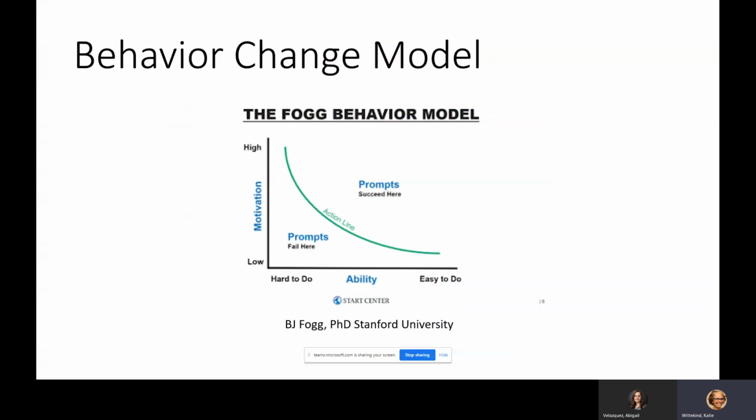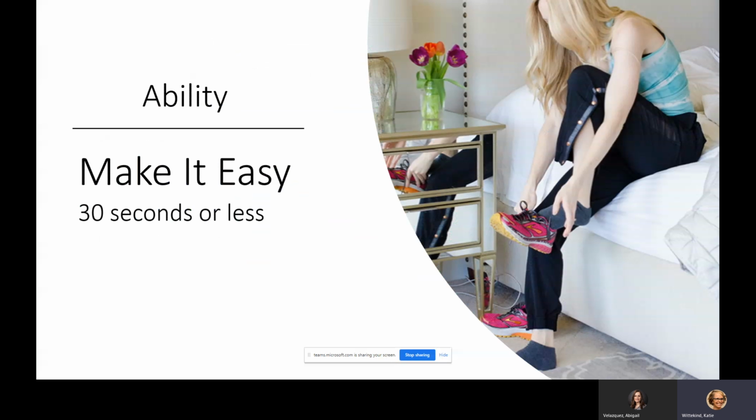And the thing to know is that the more successful we are with easier behaviors that require low motivation, the more quickly our motivation goes up and we're able to do harder and harder behaviors with higher and higher motivation. So it is important to be successful early with small, tiny behaviors. So that's why we're going to make them easy.